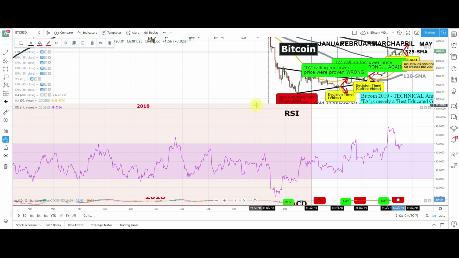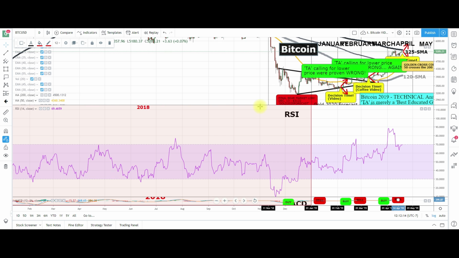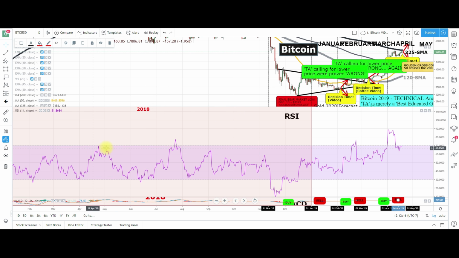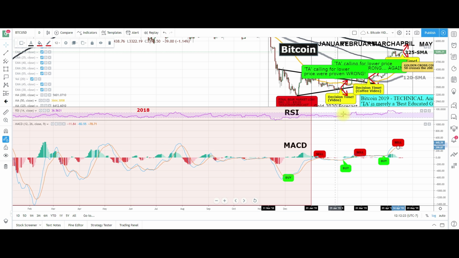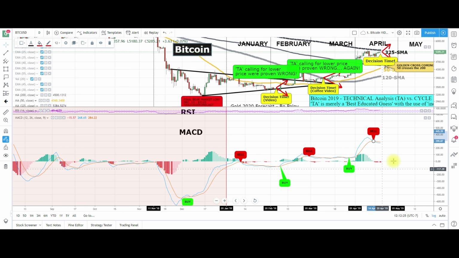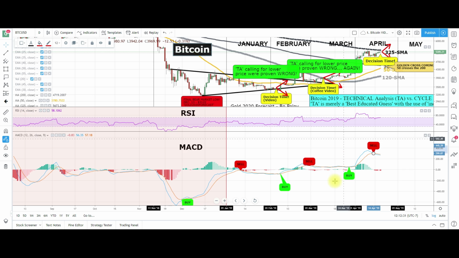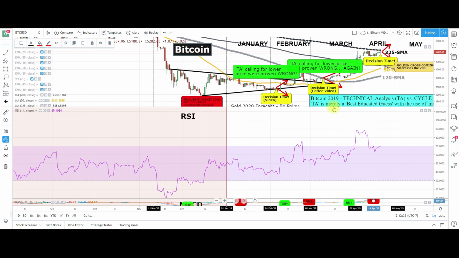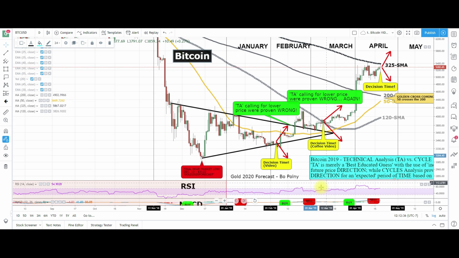Why? Because they believe that Bitcoin is again going to drop down just because of this position here on the relative strength index. And once again, the MACD clearly points to a sell at this current point in time for Bitcoin. So once again, Bitcoin is at a critical time point with relation to technical analysis.